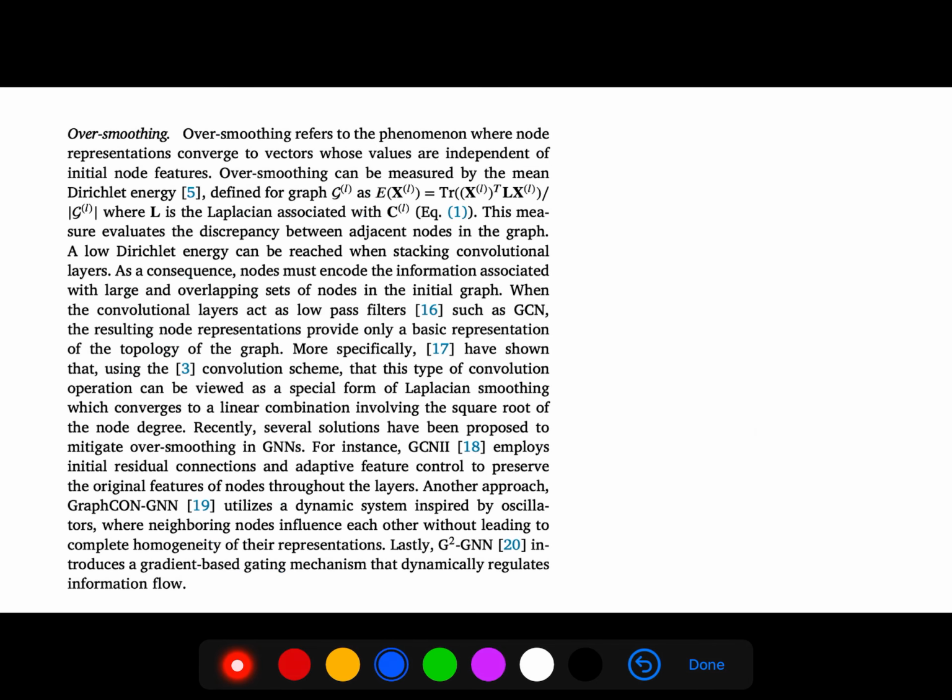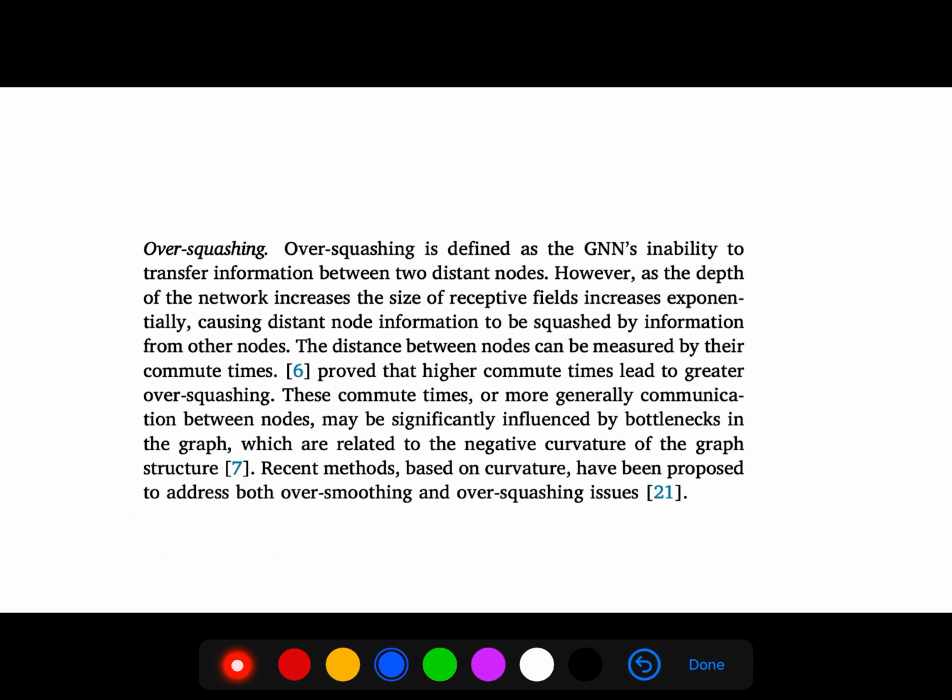So over-smoothing refers to the phenomenon where node representations converge to vectors whose values are independent of initial node features. And over-squashing is the GNN's inability to transfer information between two distant nodes. As the depth of the network increases, the size of receptive fields increases exponentially, causing distant nodes' information to be squashed by information from other nodes.